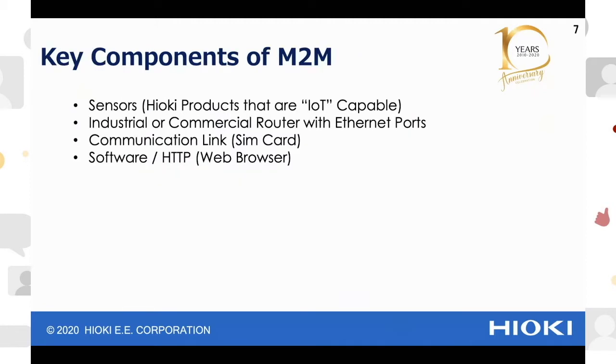And what are the tools necessary for setting up IoT for Hioki products? It is quite simple, actually. These are what you need. You need the sensor, which is referring to the Hioki product. You need the router, a commercial router or an industrial router. You need the router with the LAN port for transmitting the data, along with the data SIM card. And lastly, you can monitor using your internet browser via HTTP remote monitoring, or you can use the GENNECT One software for data collection and also for monitoring.